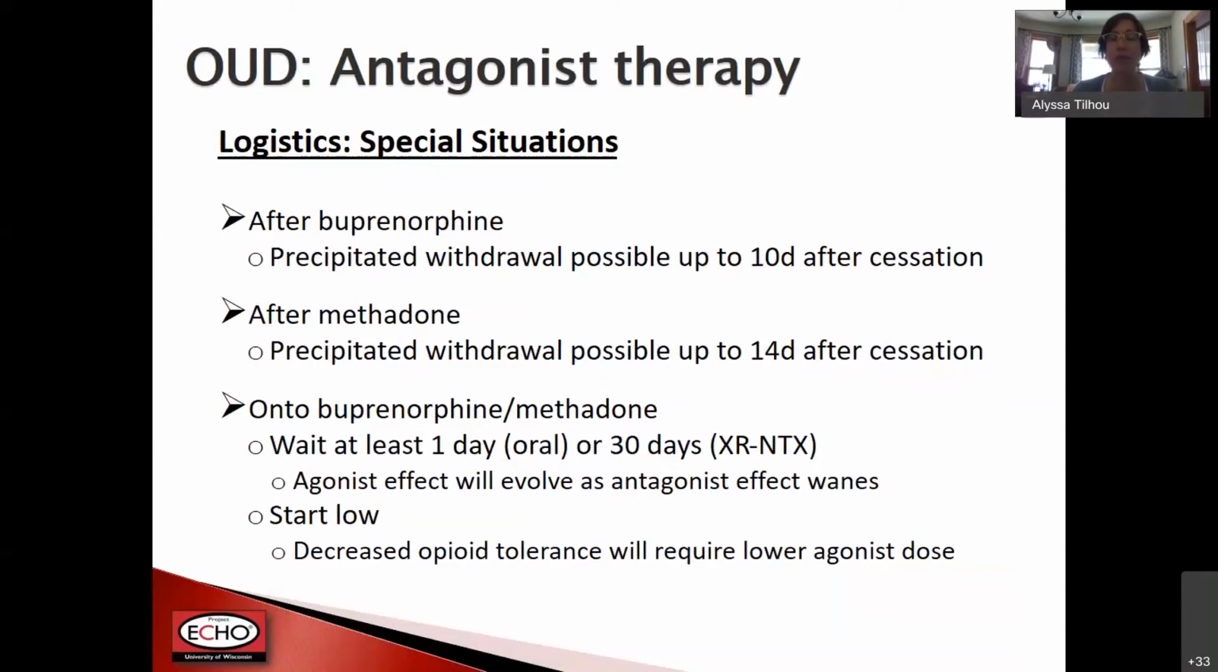If you're transitioning someone from XR naltrexone to buprenorphine or methadone, then you should wait at least 1 day for the oral version or 30 days for the XR version. That's because it'll be really hard to assess what the appropriate dose is if antagonist medication is still on the receptor. So you might inappropriately give more buprenorphine or more methadone than is needed because the naltrexone is still there blocking the effect. And then you also want to start really low because during the period of treatment with naltrexone, that patient has likely lost tolerance to opioids.